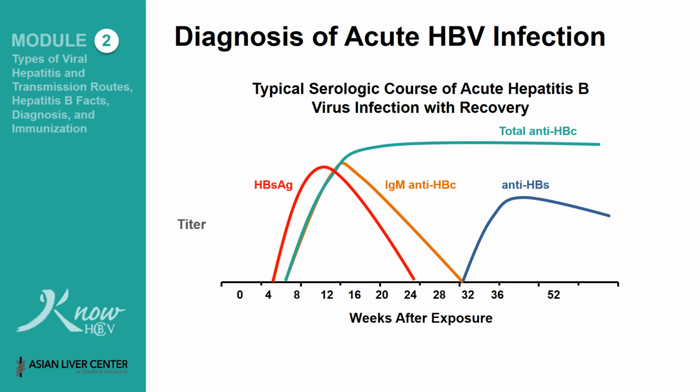If the person fails to clear the infection and develops chronic hepatitis B infection, HBsAg will remain positive after 6 months. Diagnosis of acute hepatitis B infection is made by a blood test for IgM hepatitis B core antibody, IgM anti-HBc, which becomes positive 6 weeks after the initial infection, but will become undetectable after 32 weeks. Any person who has previously been infected with hepatitis B will test positive for total hepatitis B core antibody, total anti-HBc, but the positive test alone does not determine whether the person has developed immunity or chronic infection.